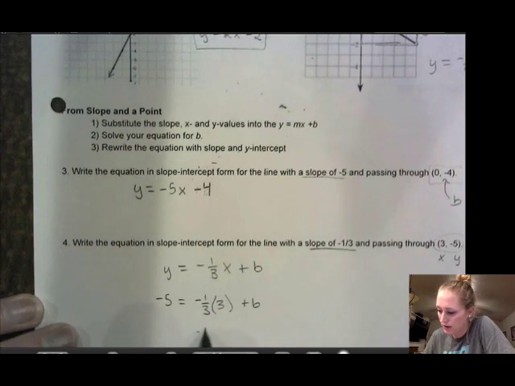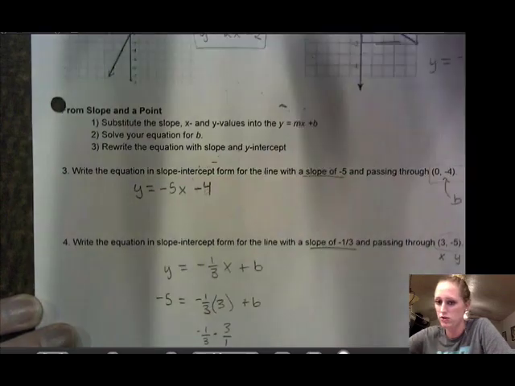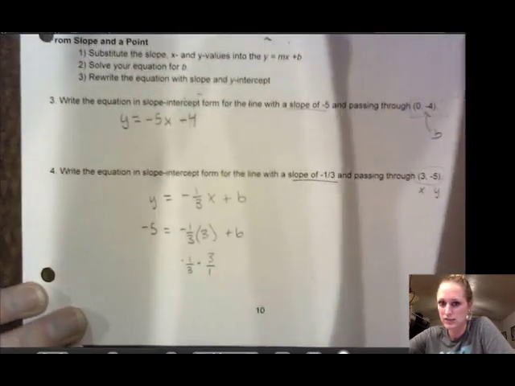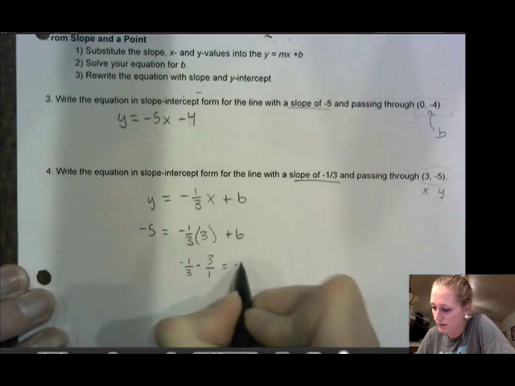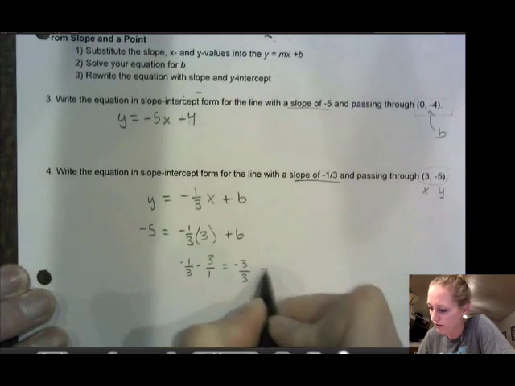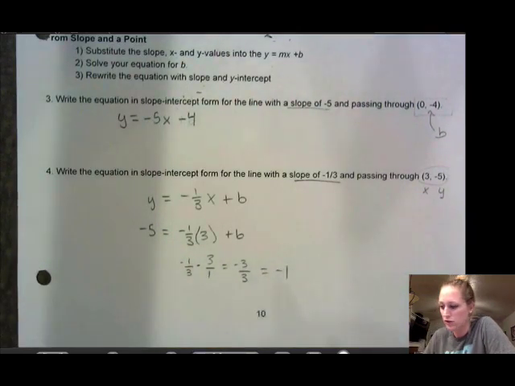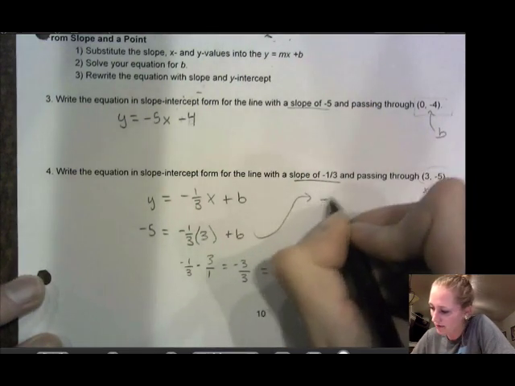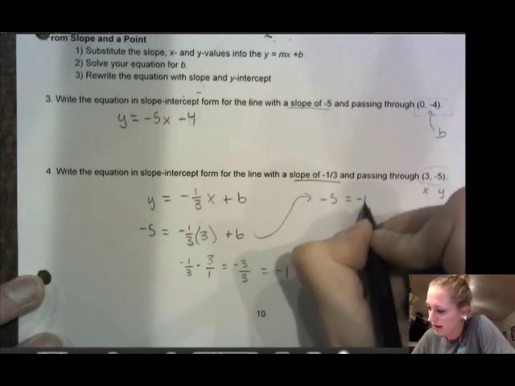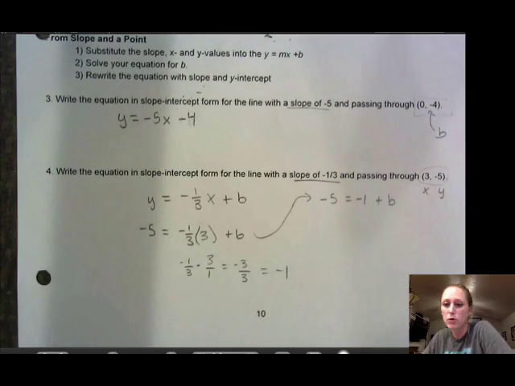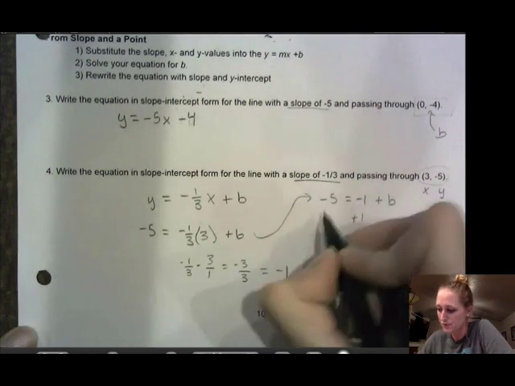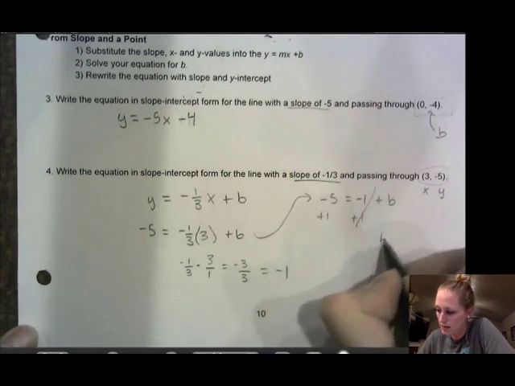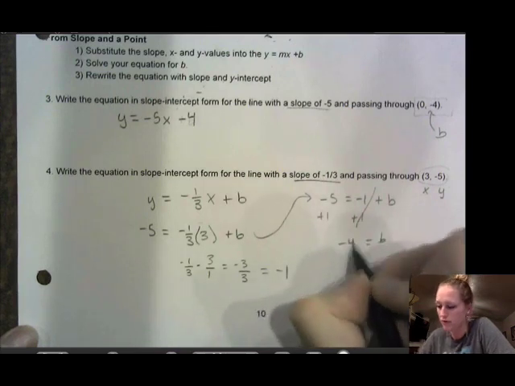All right, so we can simplify this. I'm going to show that kind of longhand here so you guys can see what I'm doing. Multiplying with fractions, I'm going to make that 3/1. Multiply straight across, I'm going to get negative 3/3, which I can simplify to -1. So this part just turns into -1, so let's rewrite that up here. So we got -5 equals -1 plus b. My whole goal is to figure out what b is, so we need to get b by itself. Last step, add 1. So I get b is equal to -4.